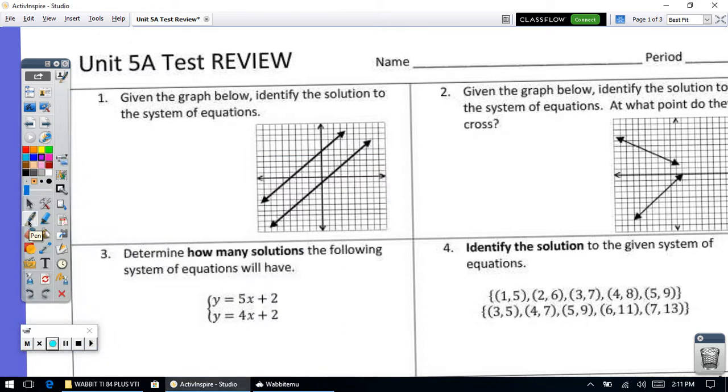1, given the graph below, identify the solution to the system of equations. To find the solution to a system, we need to first figure out where they cross. If you look at the graphs in question 1, we have two parallel lines, which means they never cross. There is not a solution to a system that has two parallel lines.